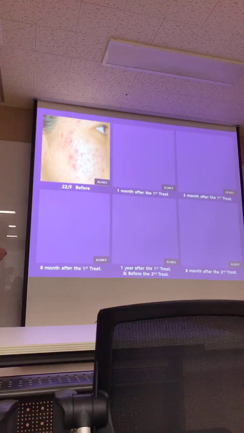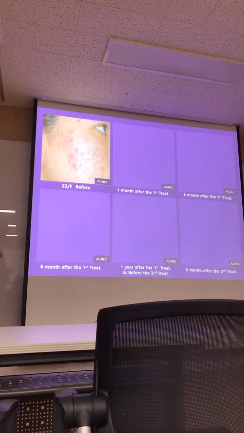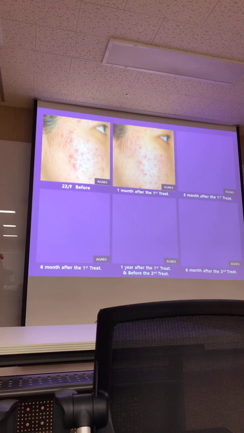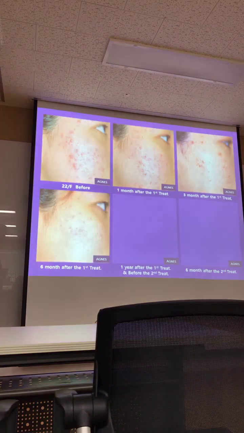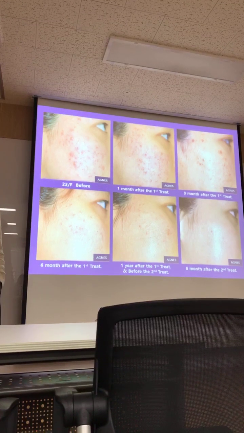She has acne on her cheek. She was 22 years old. This is 1 month after. At that time, we just took photos. We didn't treat her, photos only. 3 months after, 6 months after, 1 year after. We treated a few inflammatory pimples here, and this is 6 months after the second treatment. So as you can see, she got only 2 times of treatment over 1.5 years.